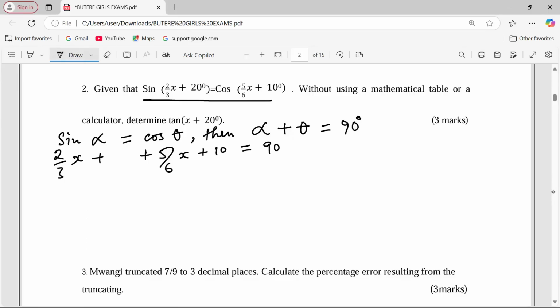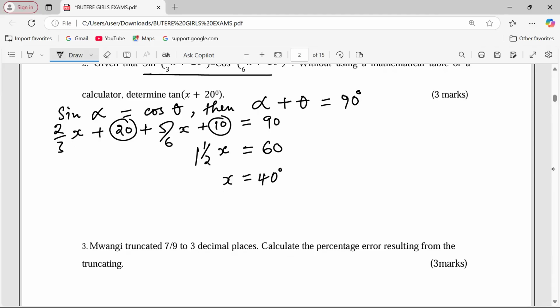Remember, this is a 20. So now we are having 90 minus 20 and minus 10. That will give us 60. The 2/3 plus the 5 over 6 gives us 1.5 x. So for us to get x, we're supposed to divide 60 by 1.5, and this will give us exactly 40 degrees.